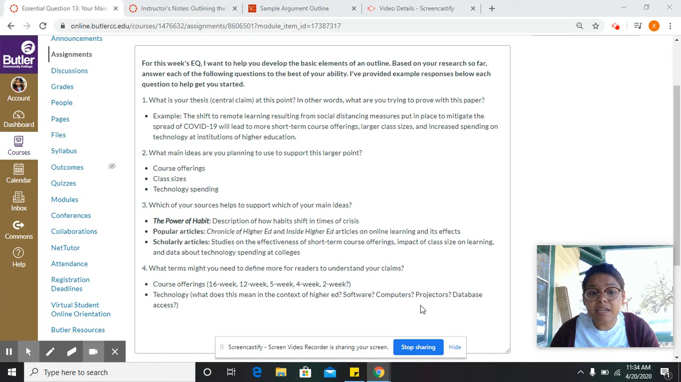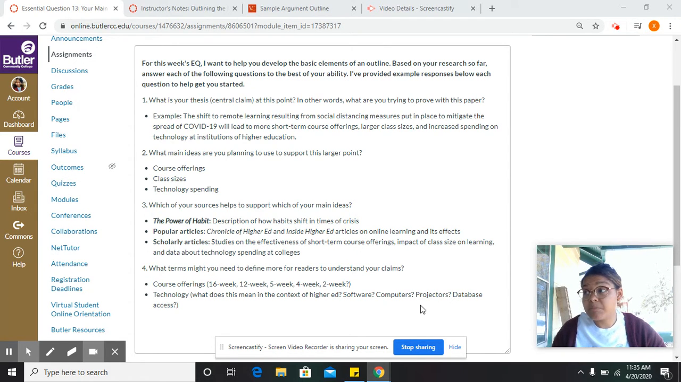Now, as I say in bullet point 4, there are some terms that you're going to need to flesh out or define more for your readers to really understand what you're talking about. So with course offerings, as a teacher, I'm thinking of that in terms of 16-week courses, so our courses that last the full semester, 12-week courses that start a little later and end a little earlier, 5-week courses like the math modules, or 4-week and 2-week courses that are really compressed. So maybe intersession courses. I would need to define that for an audience who does not consist largely of teachers. You may not understand what a course offering is if you're not in the world of academia.